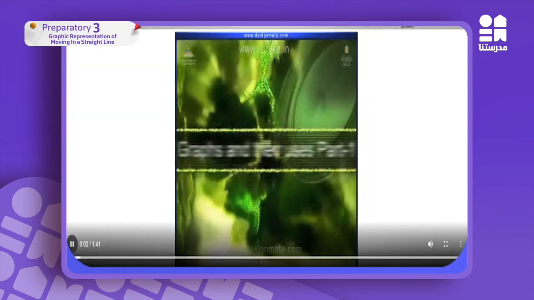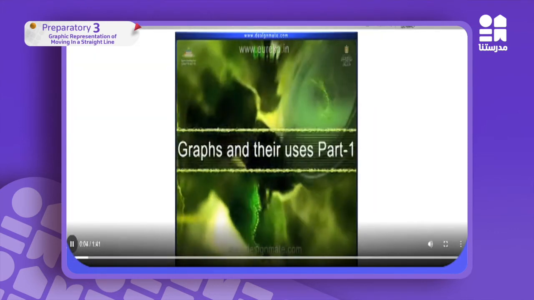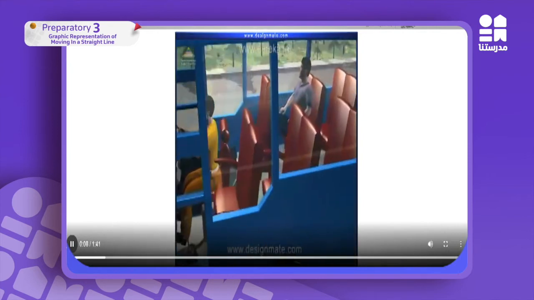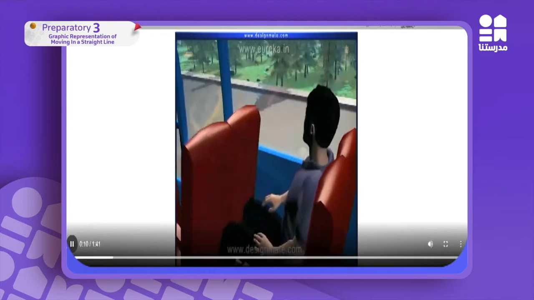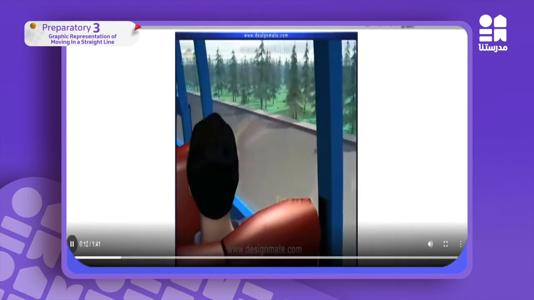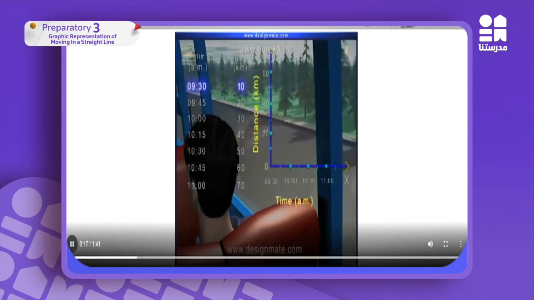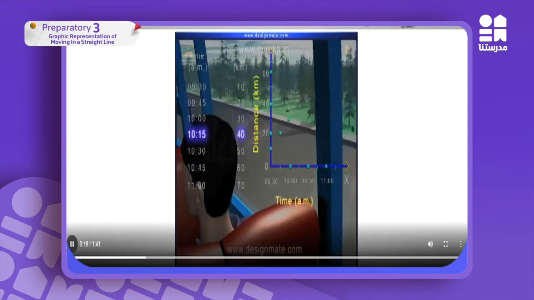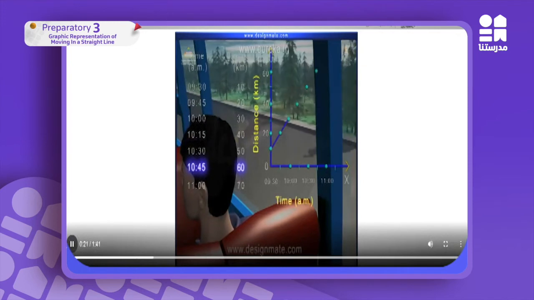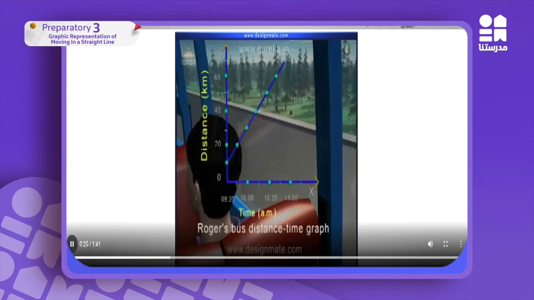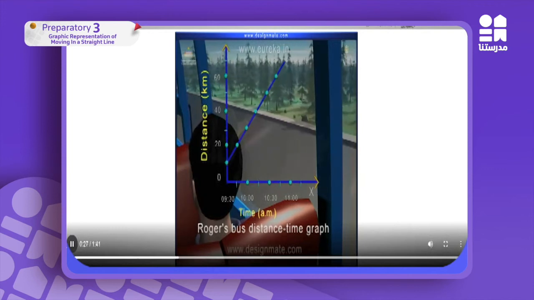Graphs and their uses, Part 1. Let us try to understand the motion of Rajesh's bus by plotting the distance time graph. In the graph, time is taken on the x-axis and distance on the y-axis. Now, 1. We can find the position of Rajesh's bus at any time between 9:30 a.m. to 11 a.m. from the graph.